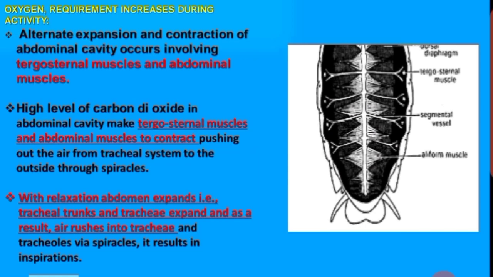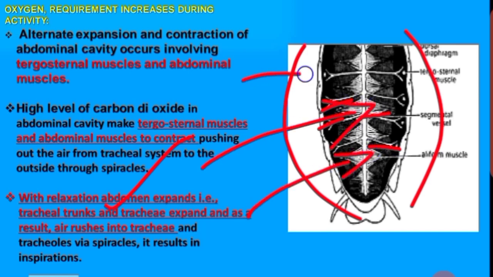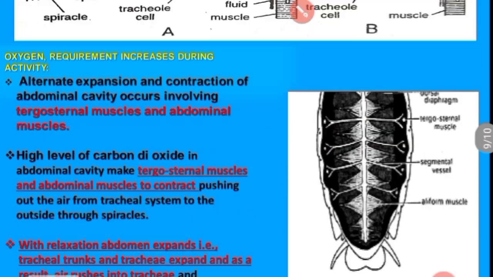Then with relaxation, the abdomen expands. With relaxation, the abdominal muscle expands the tracheal trunks and trachea, and then air rushes into the trachea. The fresh air enters inside the trachea. It results in inspiration. Got it?